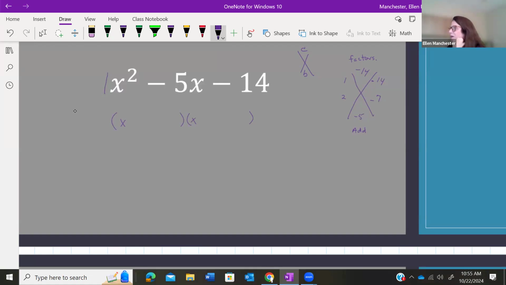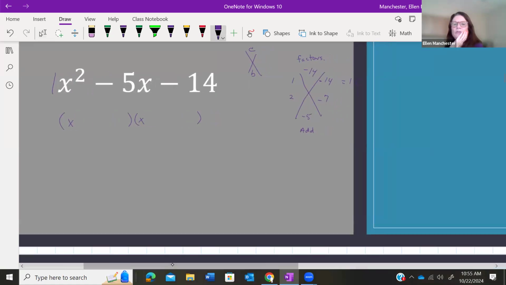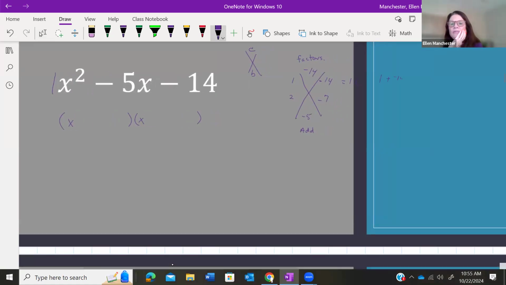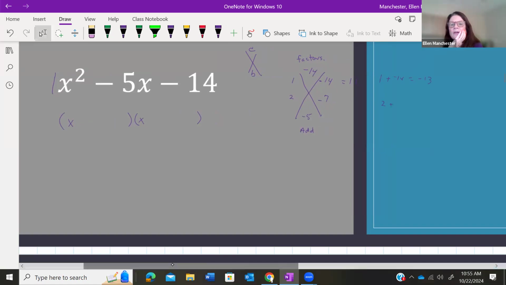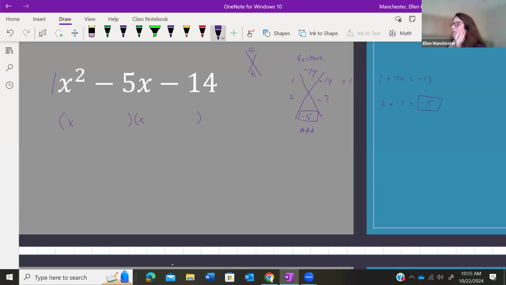Okay, so then from there, when I add these two, I get 1 plus a negative 14, which is a negative 13, and I get 2 plus a negative 7, which is negative 5. Well, there is what I need. Okay, so it's only one set of factors. And so my factors are a positive 2 and a minus 7.